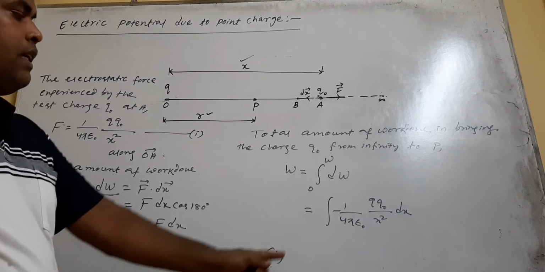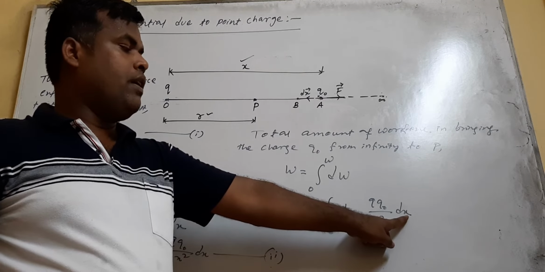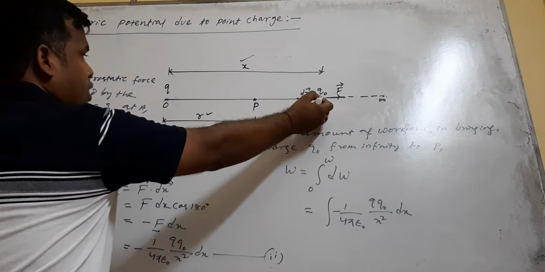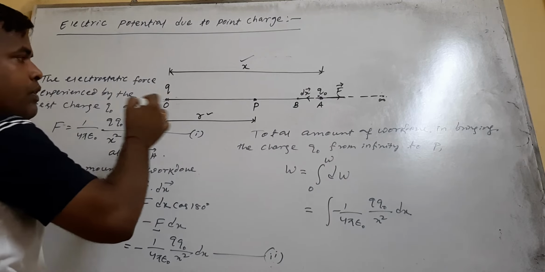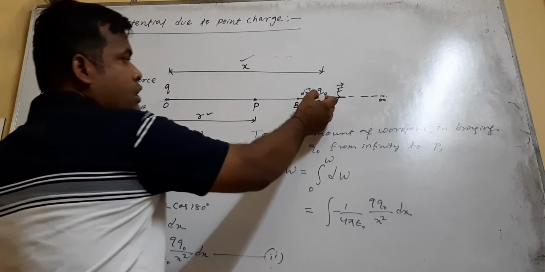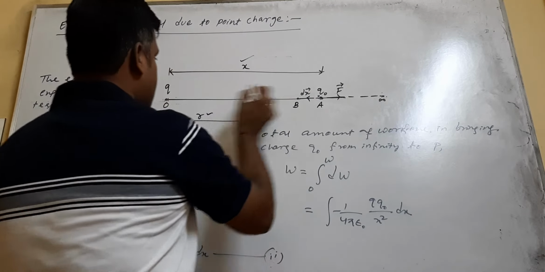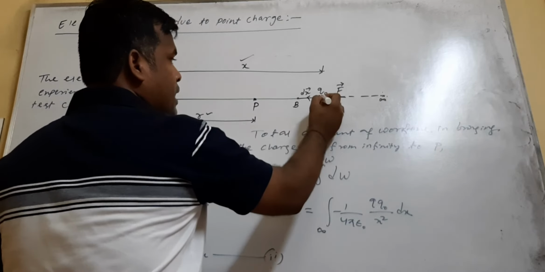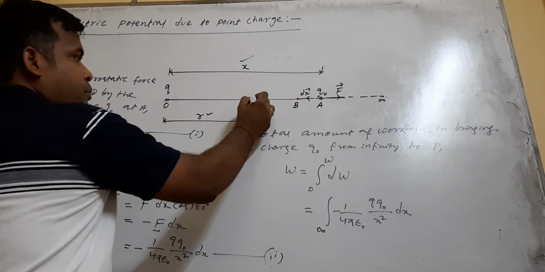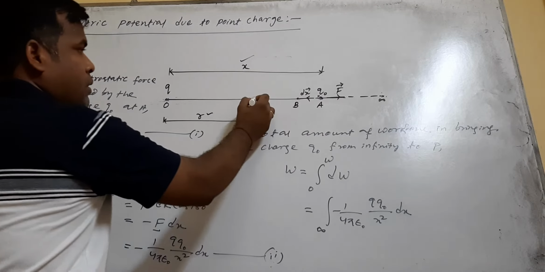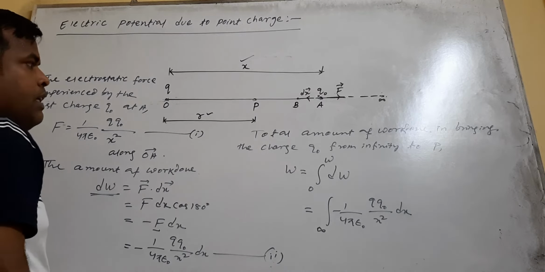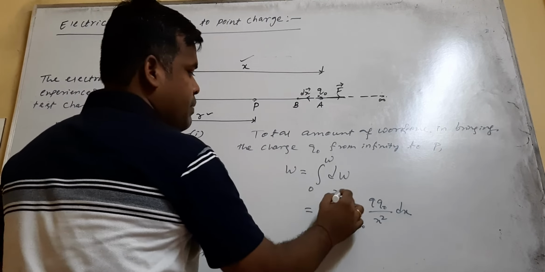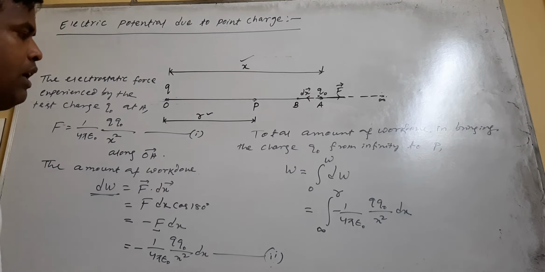You see, it is the integration over x. What is x? x is the distance of Q0 from O. Initially, the Q0 charge is at infinity, so the distance will be infinity. Finally, the Q0 is at P. The final position of the charge Q0 is P. So the distance from O will be r. So limit is from infinity to r.